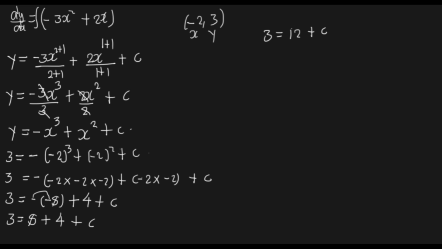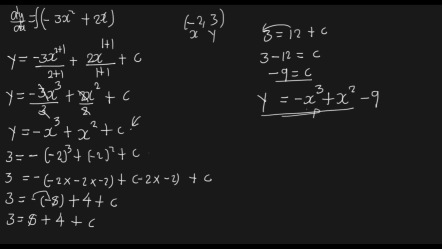Then we're going to move our 12 to the left side so that we solve for c. So we get 3 minus 12 is equal to c. So 3 minus 12 is negative 9. So now the original equation, we have y is equal to negative x raised to the power 3 plus c x raised to the power 2. Now where there is c here, we substitute with negative 9. So this is now the original function.